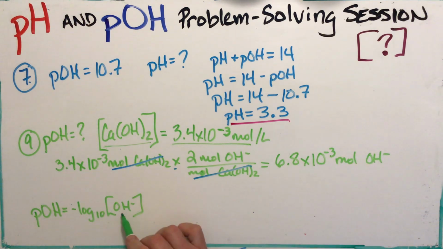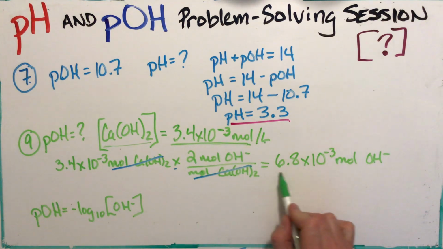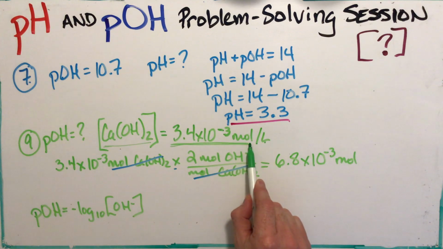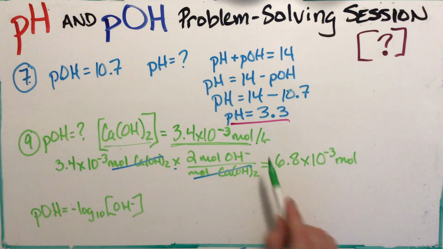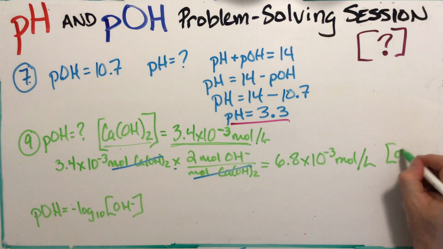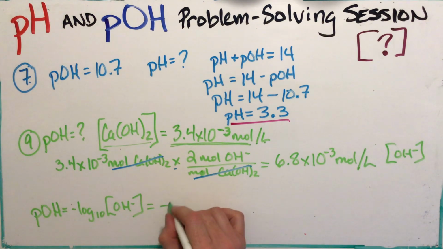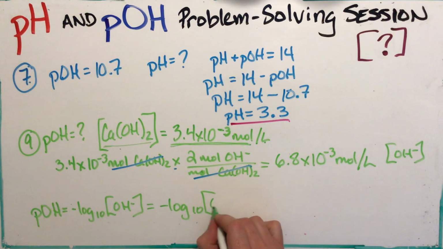And that is what I'll use down here. Now, because that was the moles per 1 liter, this is also the moles per 1 liter. So I'm just going to adjust that right here. Again, because this was the moles of this per 1 liter, this is the moles per the same liter. So that is my hydroxide ion concentration. That's what I'm putting right here. So when I do that, it'll be negative log 10, and this value is right here.